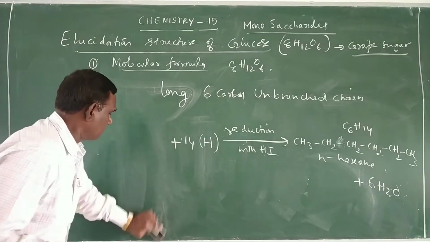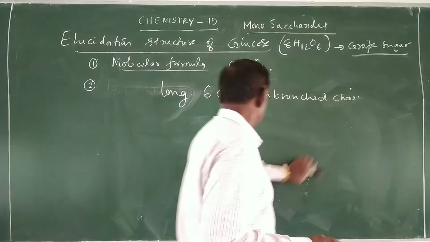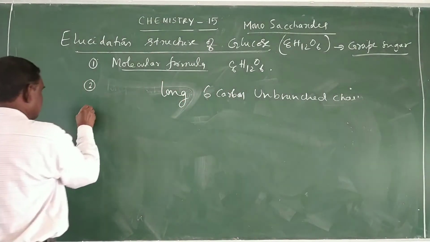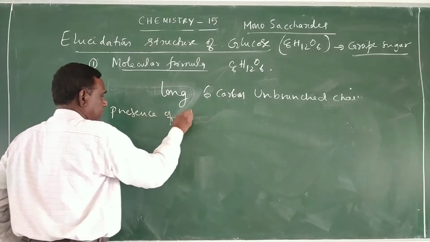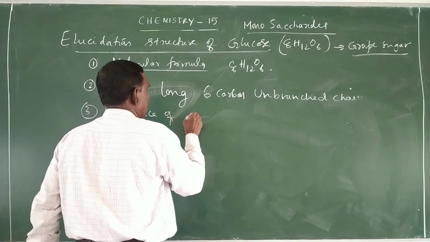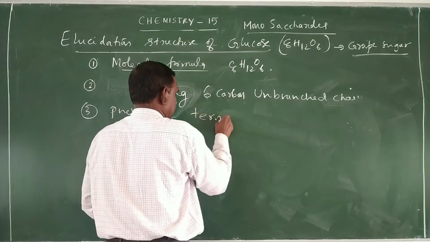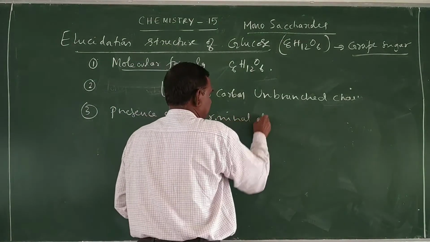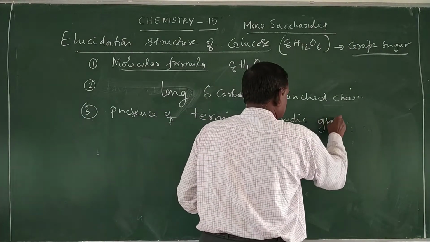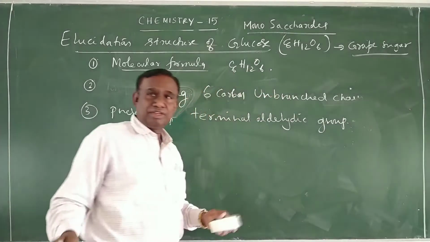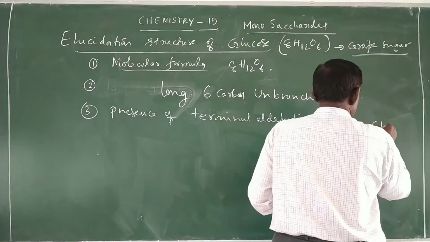Next, I am going to take the third factor. How do you determine the structure of glucose? Number 3 is the presence of a terminal aldehyde group. Which is the aldehyde group? Can you tell me? CHO. What is the aldehyde group?